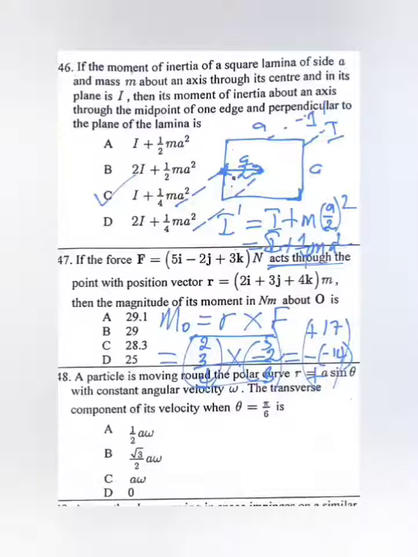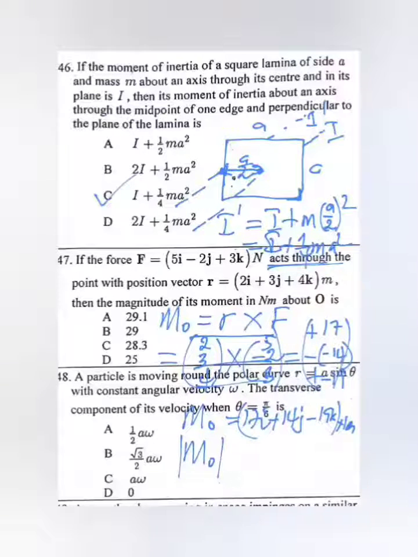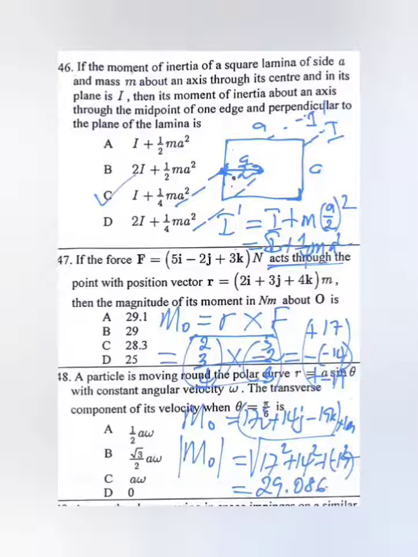So negative 4 minus 15 will give negative 19. And so my moment about the origin is 17i plus 14j minus 19k, all in Newton meters. And the magnitude of that moment about the origin should be the square root of 17 squared plus 14 squared plus negative 19 squared, which gives 29.086, corresponding to 29.1, and that gives option A as the answer.